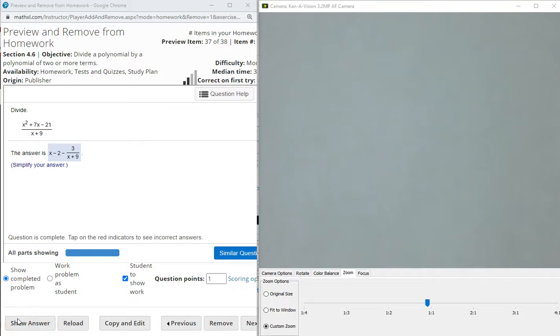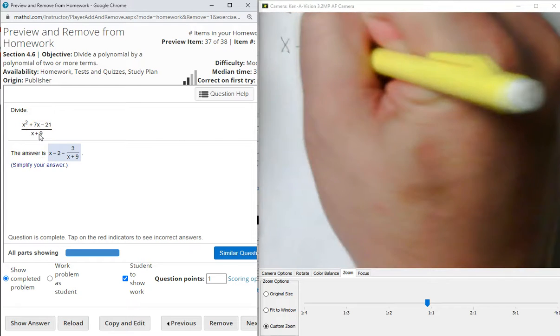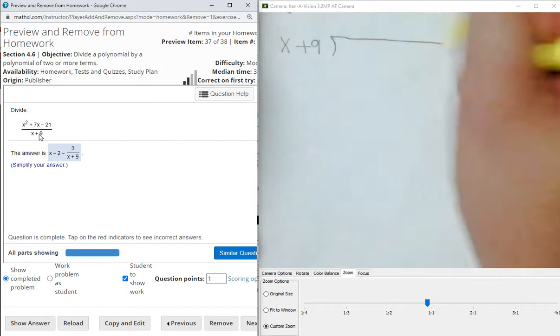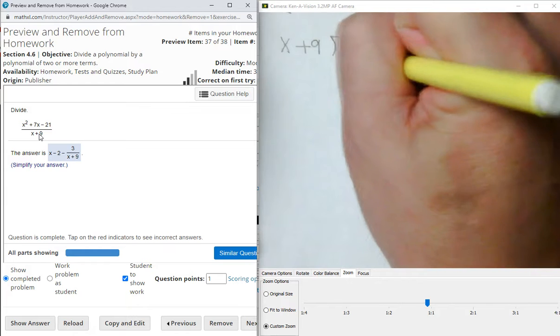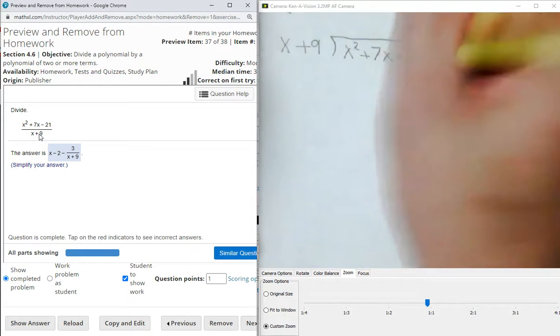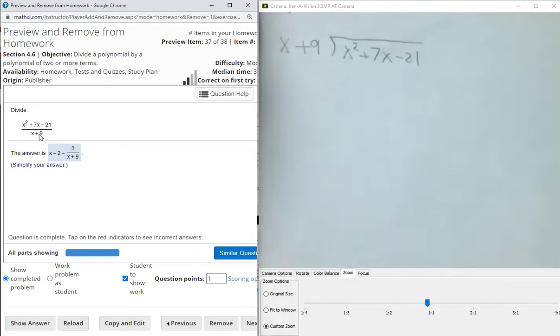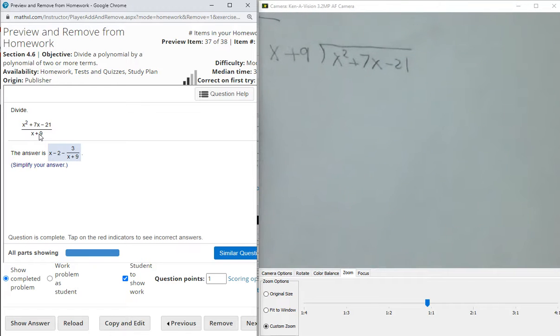So here is the next one that you'll come across. And this one in particular, you want to pay close attention to because it is very similar to the one that is on the test. So again, the division problem is represented as a rational expression. The first thing I've got to do is write it as a long division problem. Okay? So I've written it as a long division problem now.